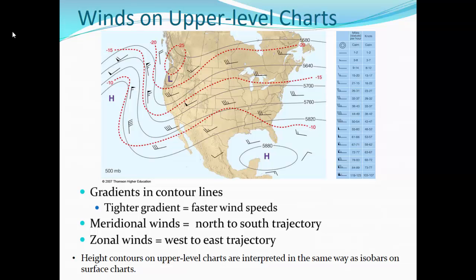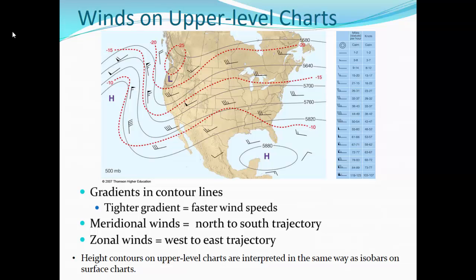But again, in the upper level chart, those winds are blowing parallel to the contour lines. If you go back in this lecture to the surface charts that I showed you over the United States and over the ocean, you'll see that the winds don't blow parallel at the surface. They cross the isobars, out of high pressure into low pressure, and that's because of the force of friction, and we'll show you that in a moment. So gradients in contour lines, the tighter the gradient, the faster the wind speed.